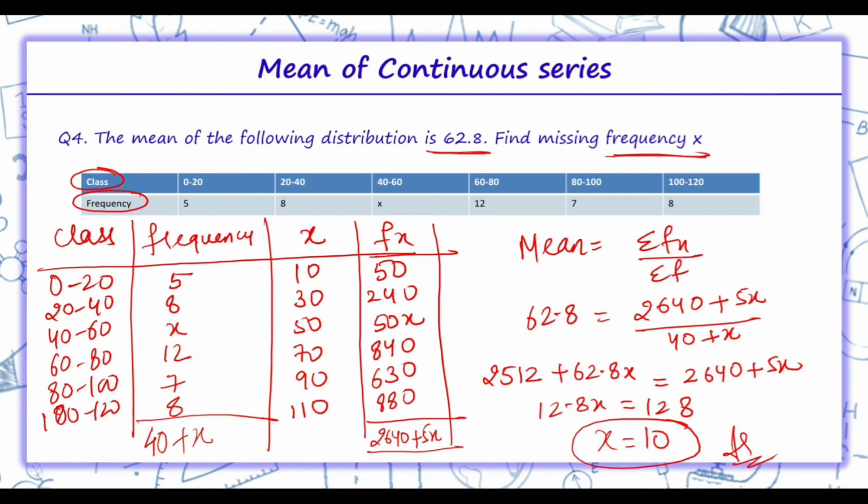So, in today's video, we studied how to calculate mean when we are provided with discrete series or continuous series. And we also studied how we can calculate the missing frequencies for discrete and continuous series.